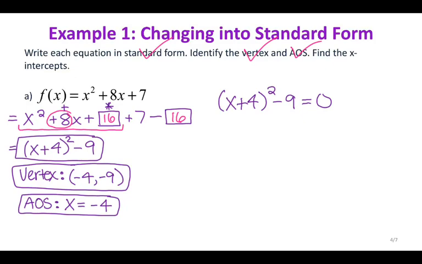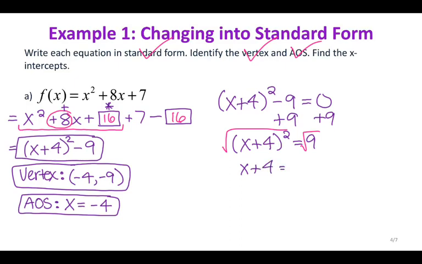So now I'm going to solve this. I'm going to go ahead and add 9 to both sides. So I have x plus 4 quantity squared equals 9. I'm going to go ahead and square root. So I have x plus 4 equals plus or minus 3. Anytime you take the square root, you need to have a plus or minus.